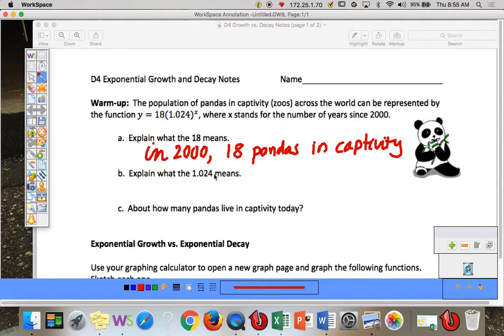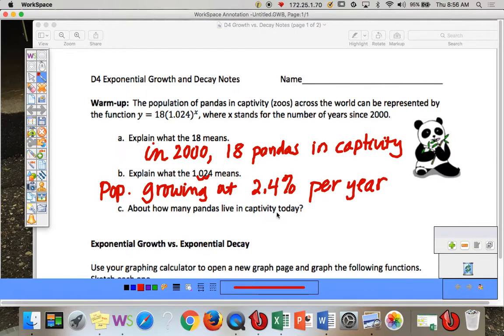The 1.024 means that they were growing at a rate of, if I move the decimal over, 2.4% per year. So the population is growing at 2.4% per year.